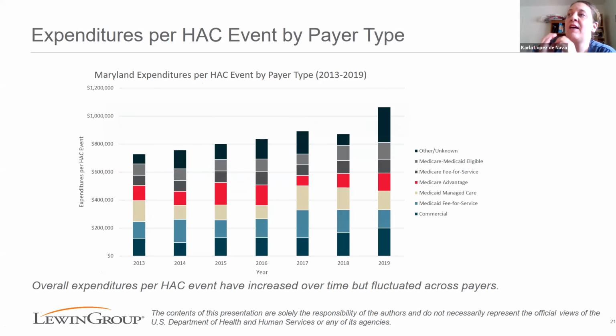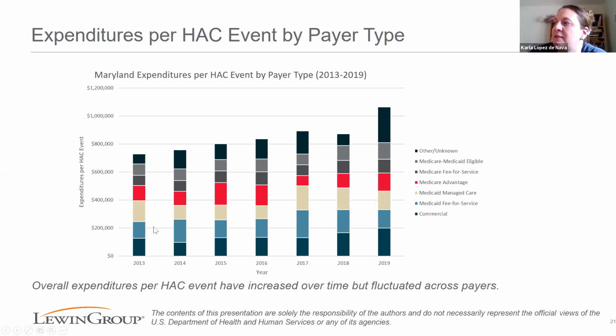And here we have a graph that shows us the expenditures per hack event by payer type. And you can see that although expenditures per hack event have increased, which you can see if you take the whole bar, they have certainly fluctuated across payers.